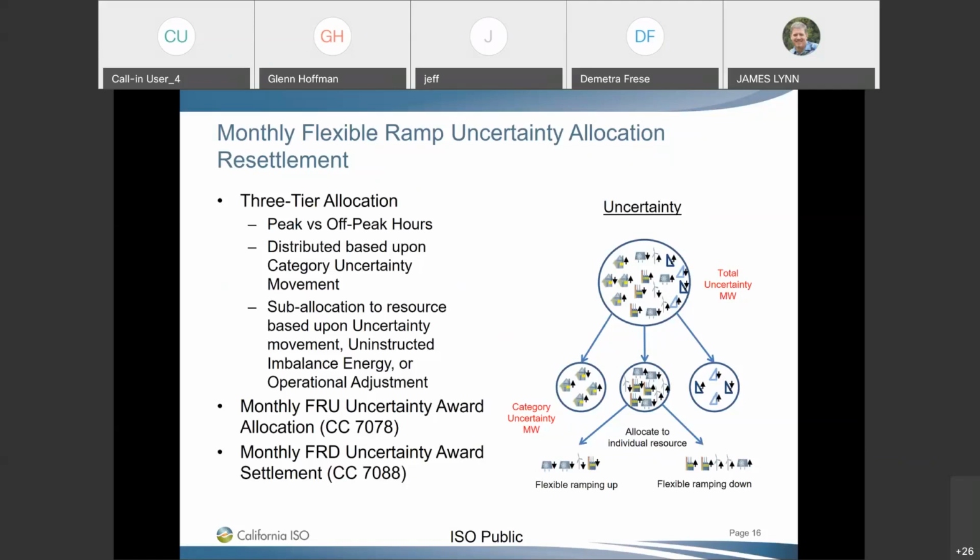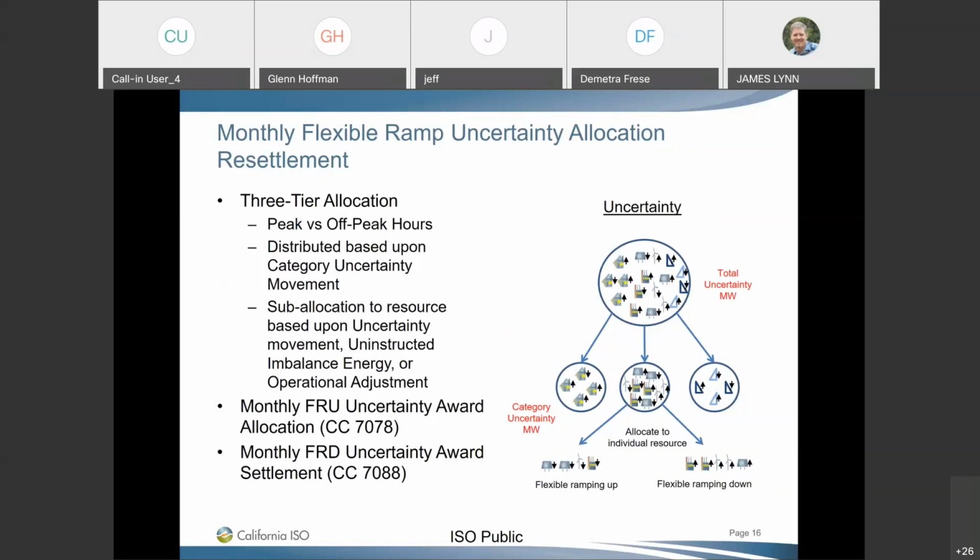Now, the mechanism is exactly the same, but what we've determined is that certain resources tend to be the contributors for that uncertainty need under the peak hours, where other resources are the tendencies for the off-peak hours. So we split this group up into those resources so that they can share the responsibility for the flexible ramp uncertainty procurement across your balancing authority area as well as the EIM area.